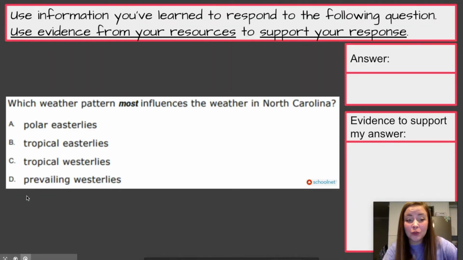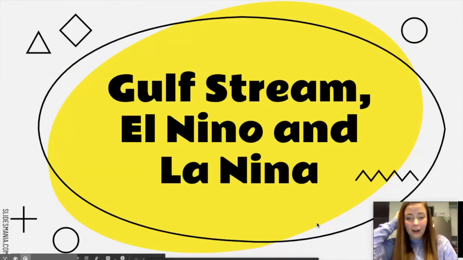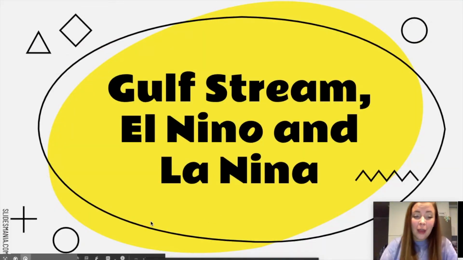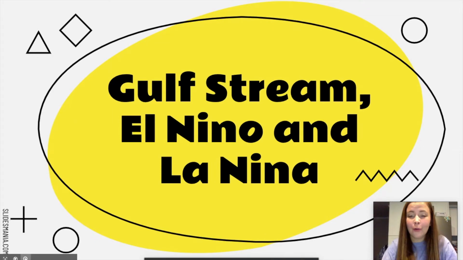All right, and if you said the prevailing westerlies, then you are right. All right, moving on. Now we're going to talk about the Gulf Stream and La Niña and El Niño.